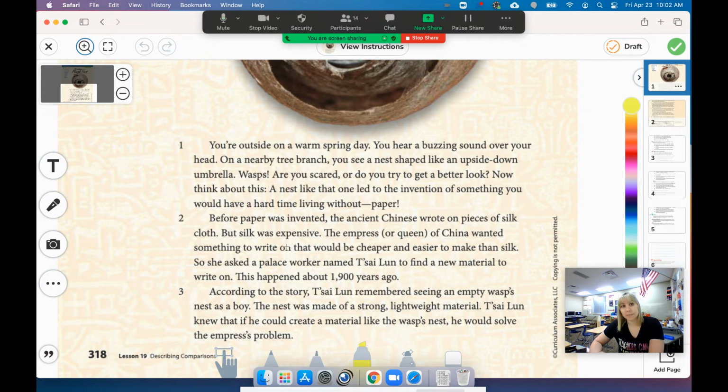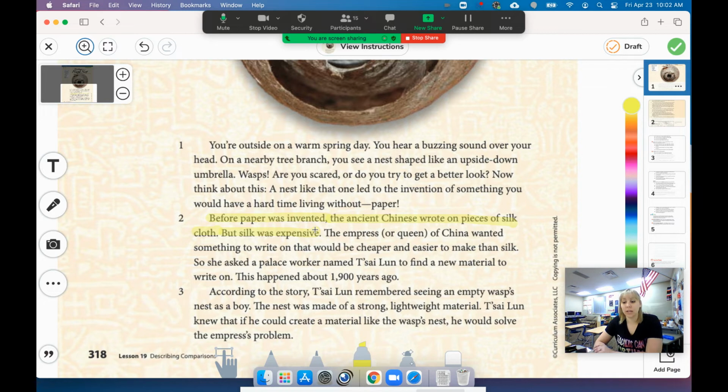But silk was expensive. So this shows a connection. It shows before paper was invented, they wrote on silk cloth. Cloth and paper are similar because they were both used to write on. But this shows a difference. Silk was expensive. We know paper is not as expensive.